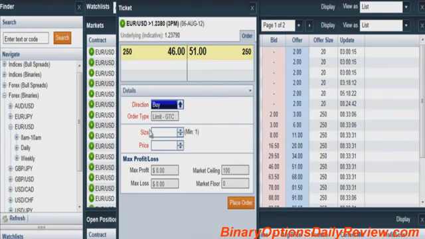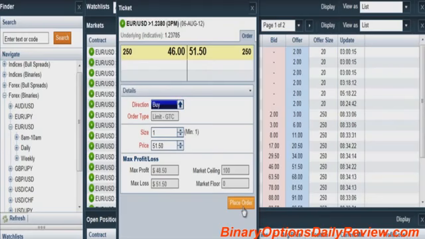So the next thing I would do is for size, the minimum is 1, and then for price, if you just click on the plus or the up or down arrow, it'll automatically fill you in at the price that is current to the bid.